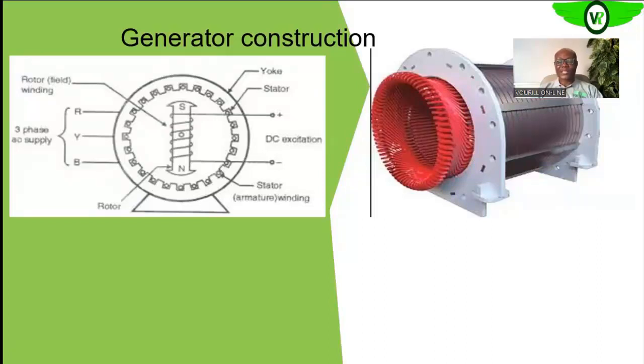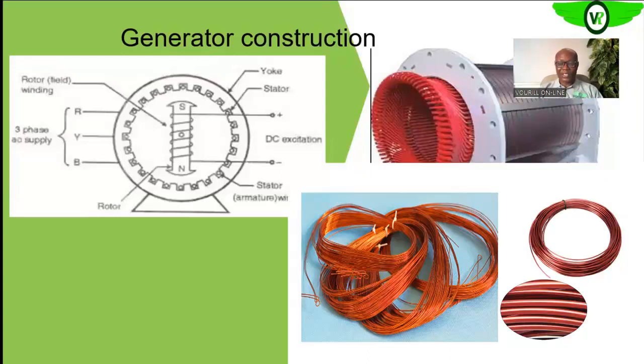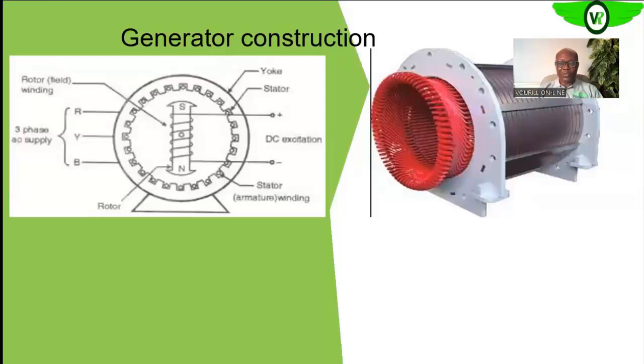So which means they are wound with the same size of wire, okay? Insulated copper wire, the same gauge of wire, the same number of turns. Are we getting it? So that what is produced in each of these sets of windings, the red phase, yellow phase, or blue phase, is the same thing, okay?